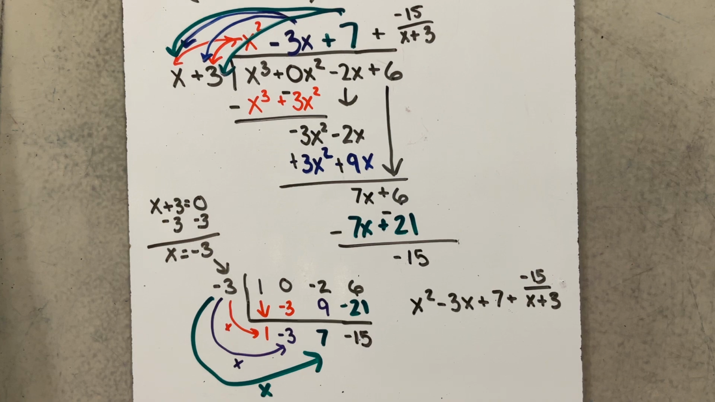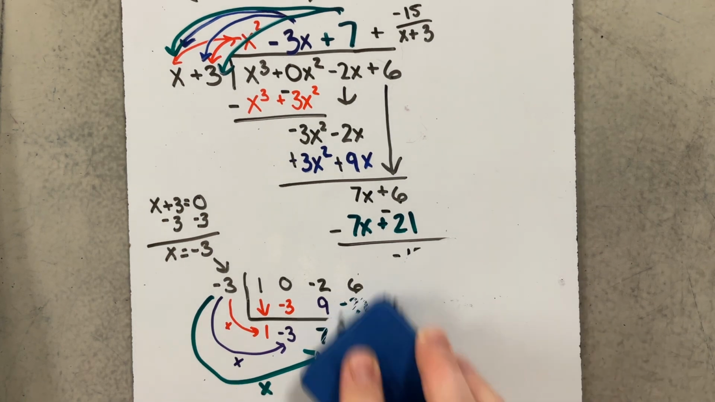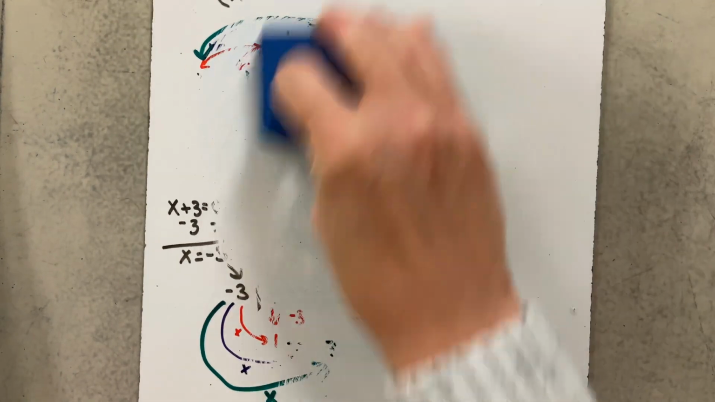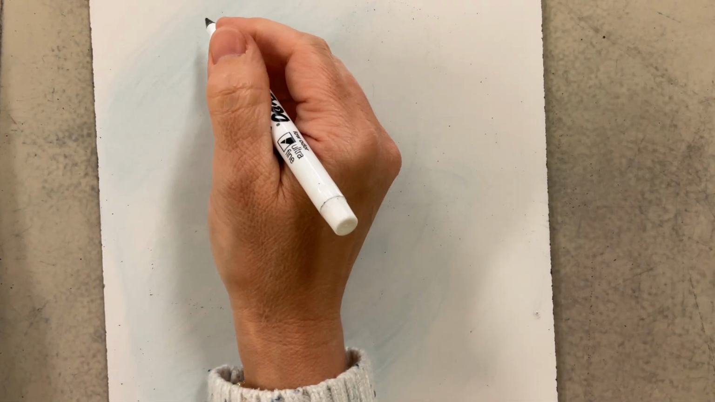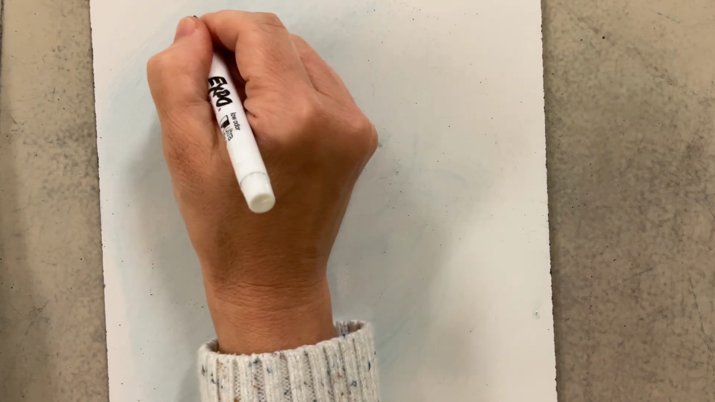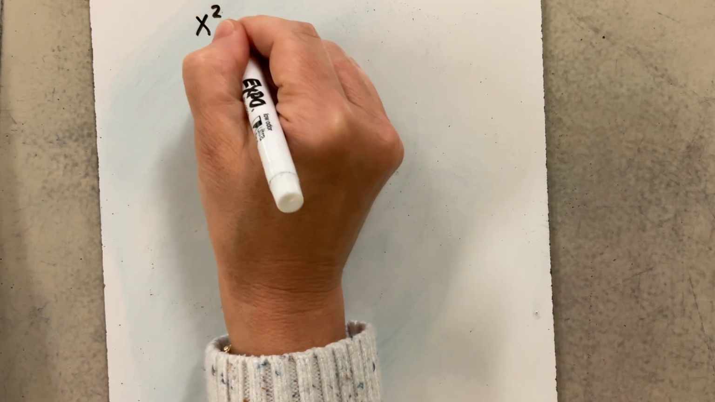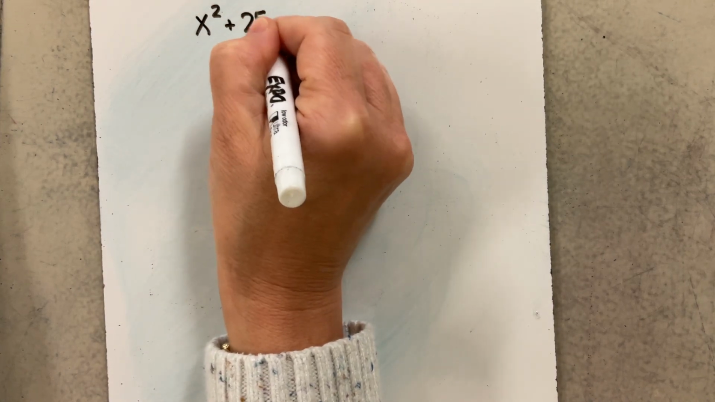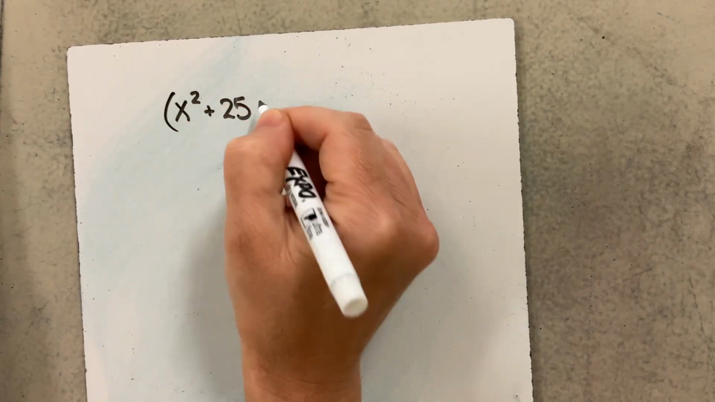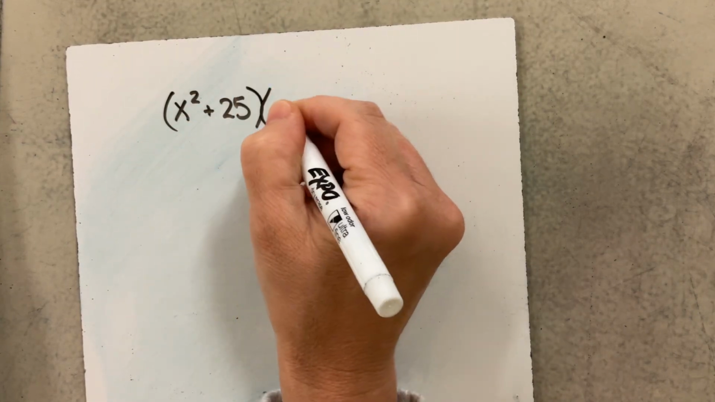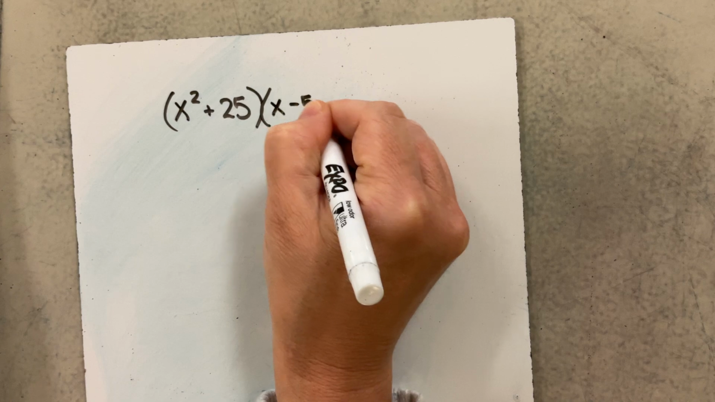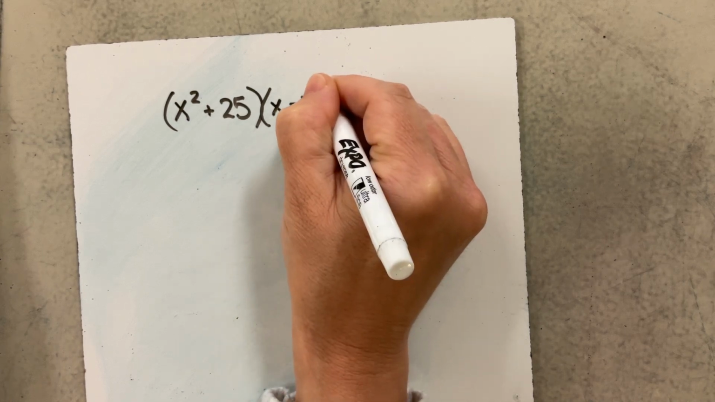Alrighty, and let's look at one more. Actually, that one didn't work out. Yeah, we'll just do one more. Let's try this one. You're going to take x squared plus 25, and we've got this times the quantity x minus 5 to the negative 1.